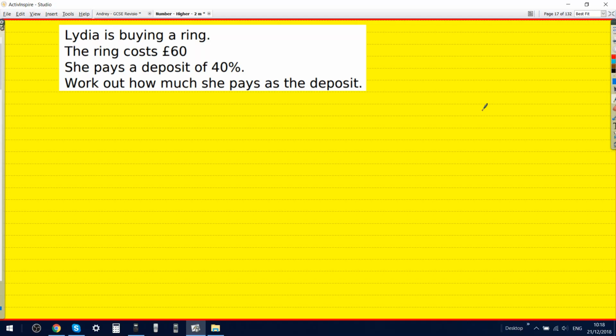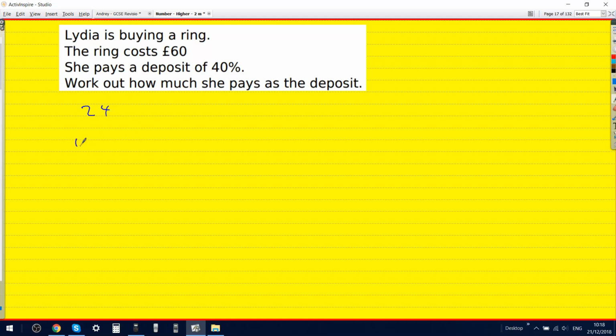Would you do like 60 times 0.4? And so this is non-calc. So how would you get the answer, or what would the answer be? So is it 24? Yeah, 24.